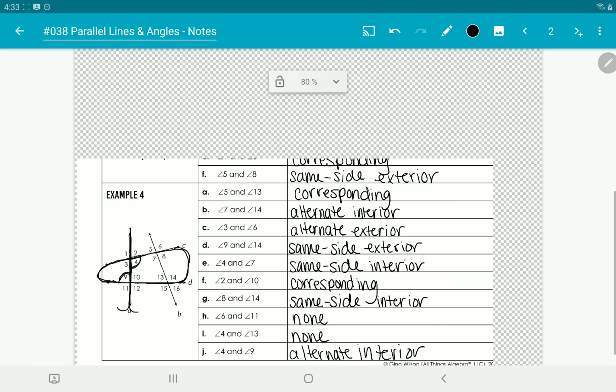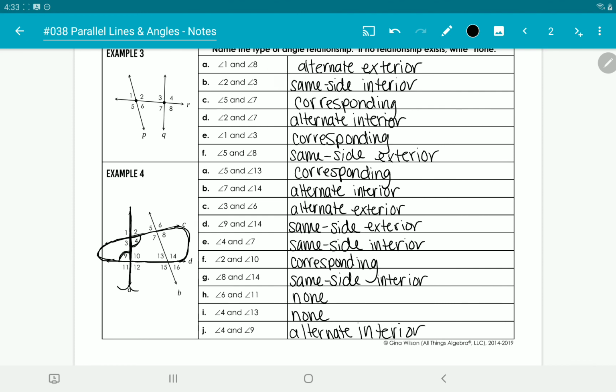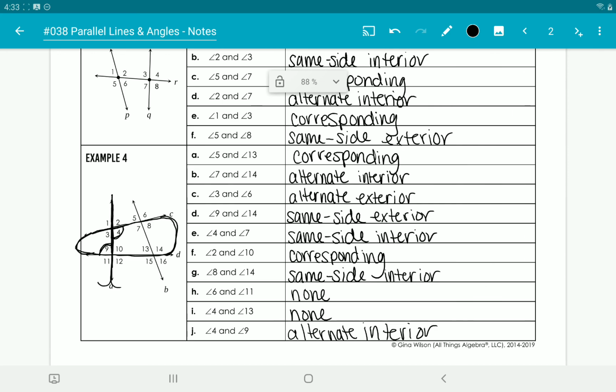So hopefully going through this kind of gave you a little more understanding of how to be able to determine which lines are which. You're going to have a worksheet to work on that. And so just let me know if you guys have any questions.